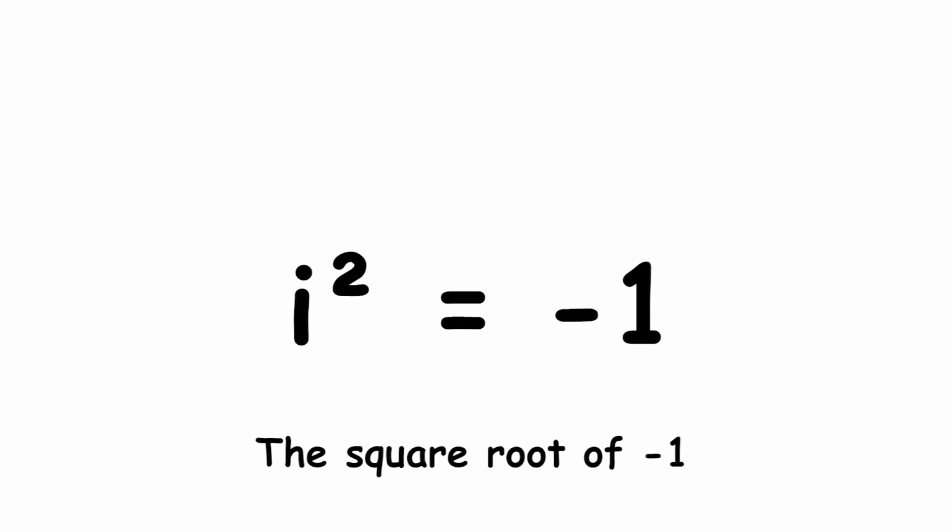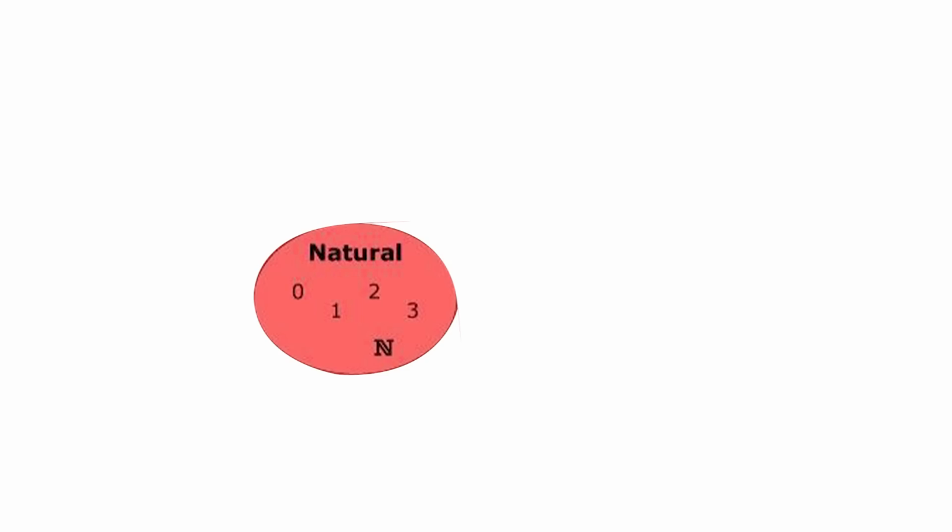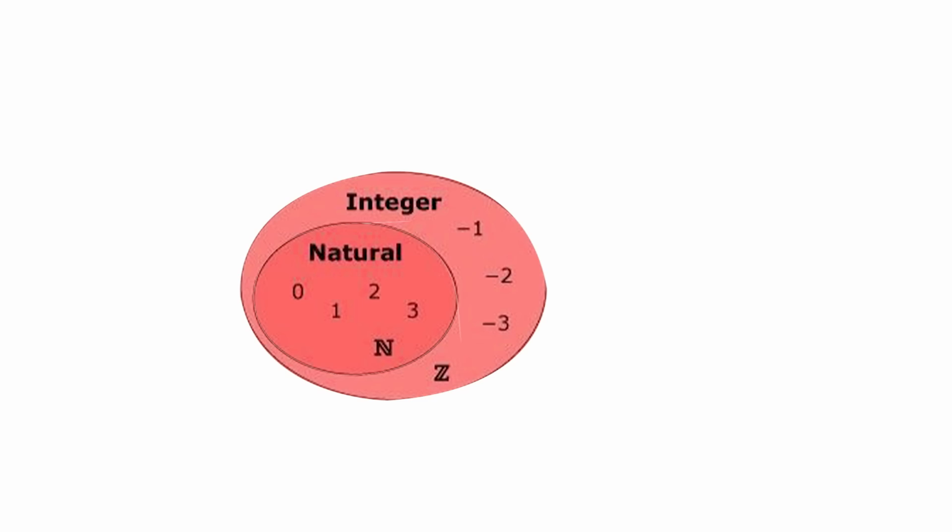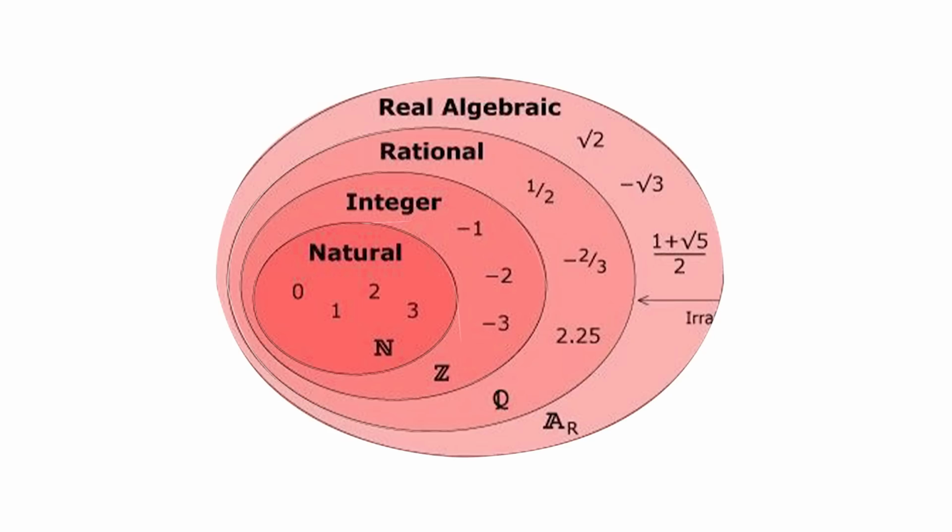The square root of -1. In math, we keep expanding the types of numbers we use. We start with the simple whole numbers 1, 2, and 3, then we add negative numbers like -1, -2, and -3. After that, we add fractions and decimals to get the real numbers.